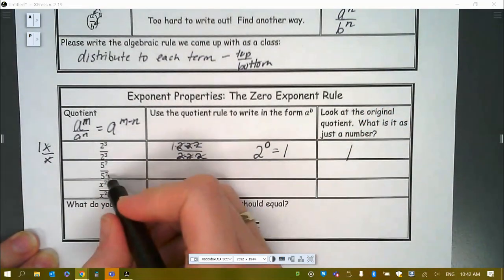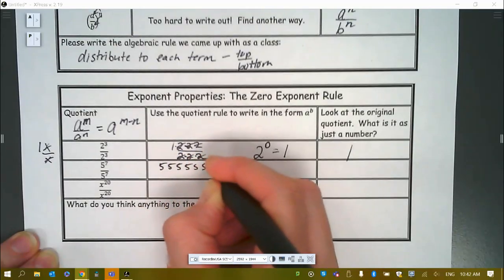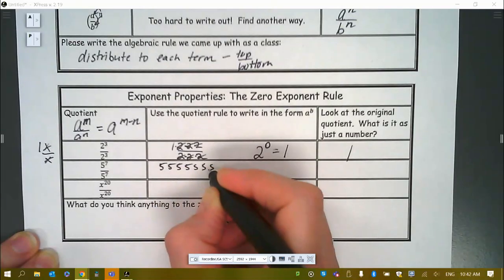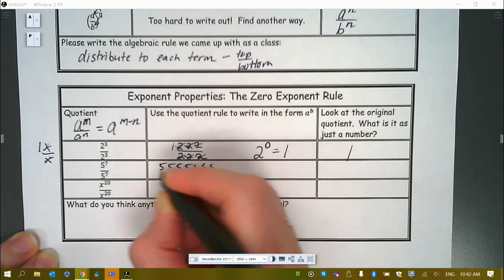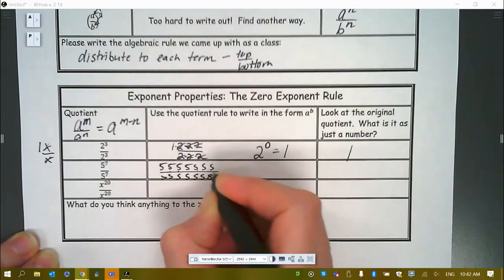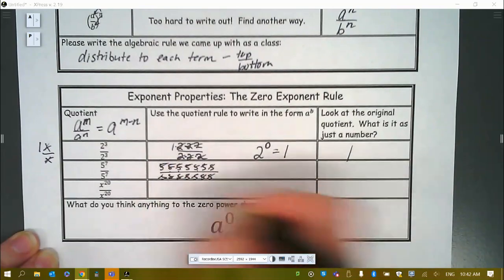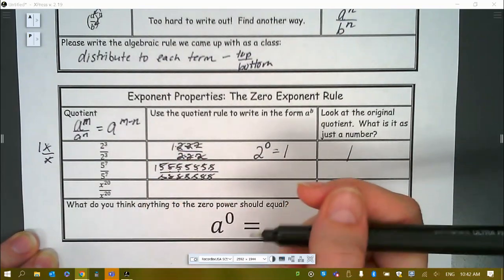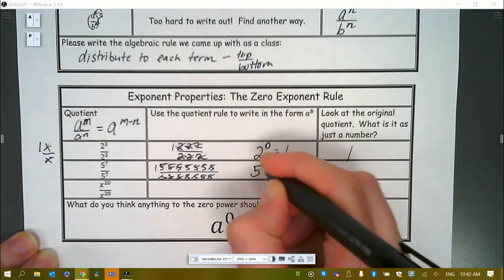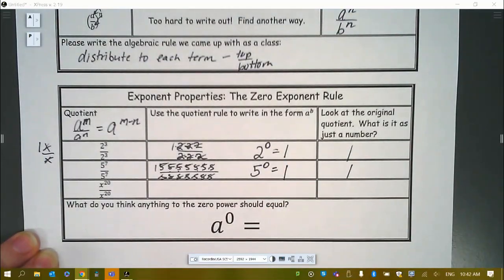Let's look at the next one, 5 to the 7th and 5 to the 7th. Well, I've got 5 7 times. That's 1, 2, 3, 4, 5, 6, 7. Good. And then again, right? Cancel, cancel, cancel, cancel, cancel, cancel. Each one on top cancels with one on bottom. I'm left with nothing, but there is still a coefficient in front, which is 1. So 5 to the 0 power is also going to be equal to 1. So what's my answer left over? It's just 1.